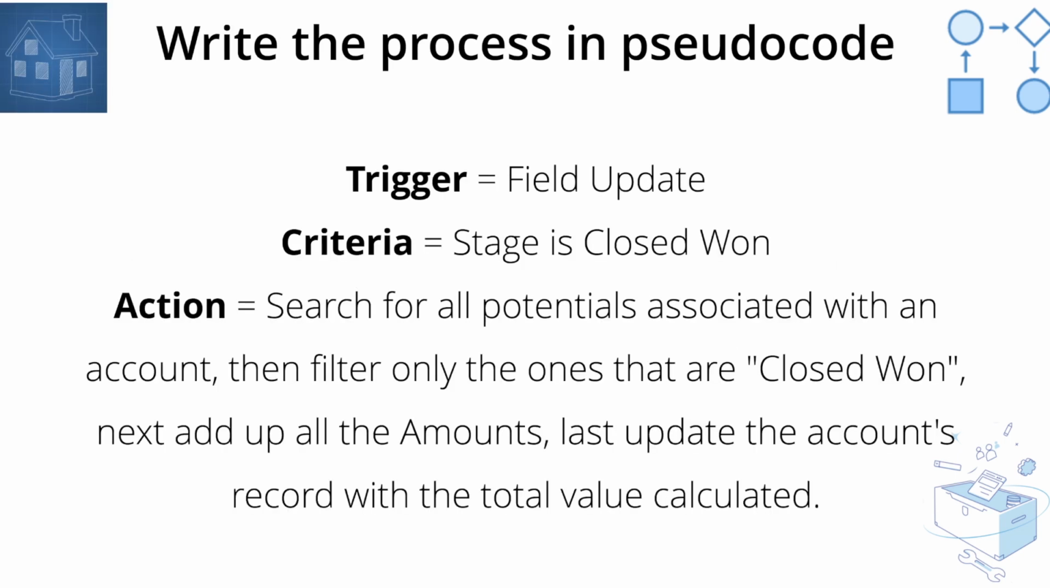In order to tally up all the past deals won, first you have to search for all the opportunities that are associated with this specific account. You need to filter out the ones that are only closed won, because you don't really care about the ones that are still open and pending. And then once you've filtered those, you need to add up all the amounts. The last thing you need to do is go and update the original account with that new piece of information.